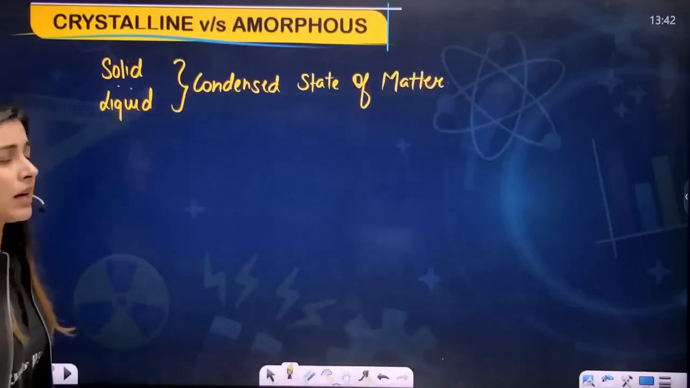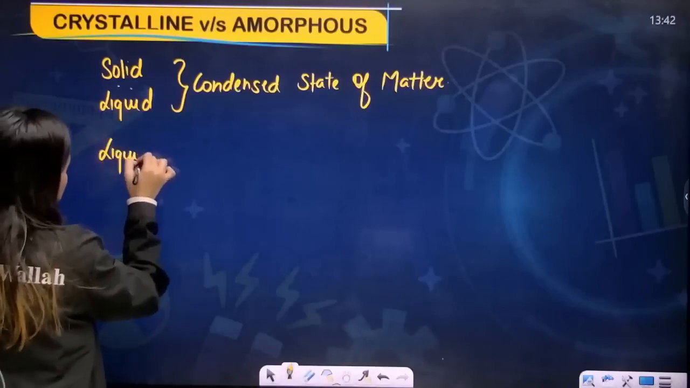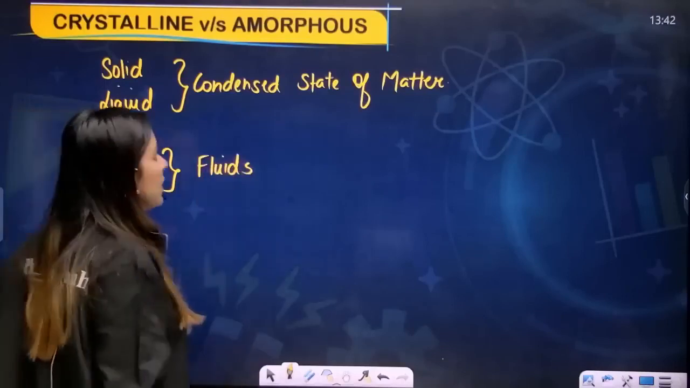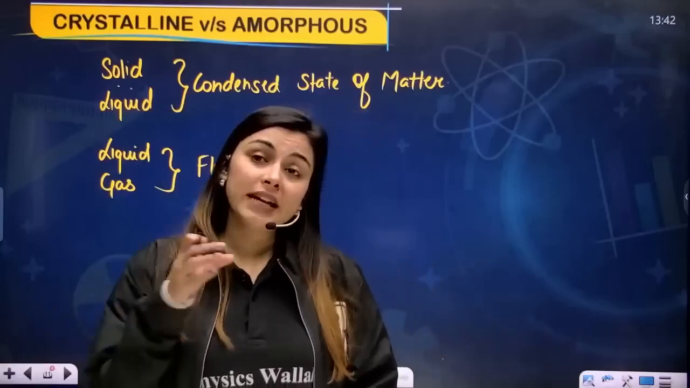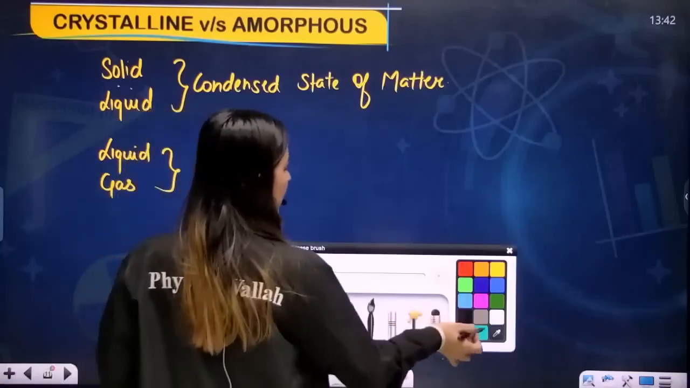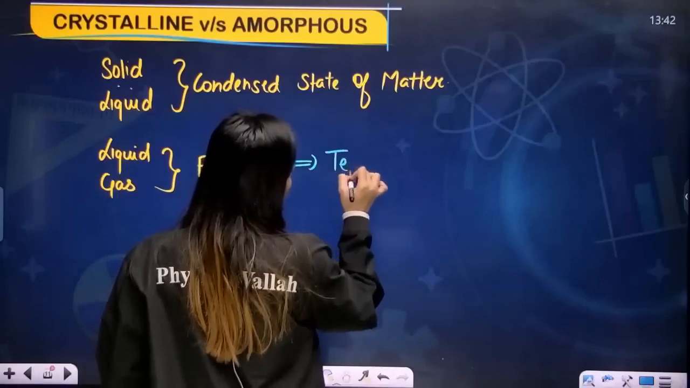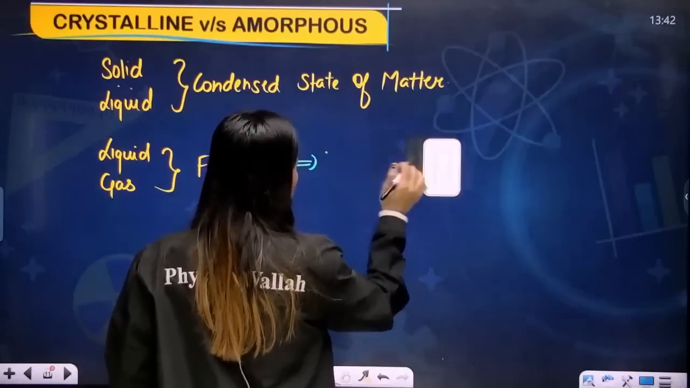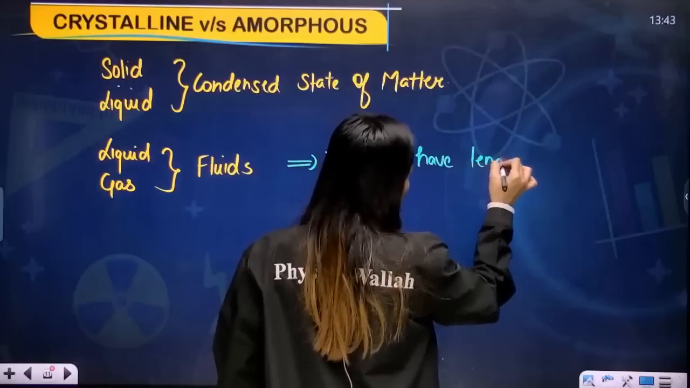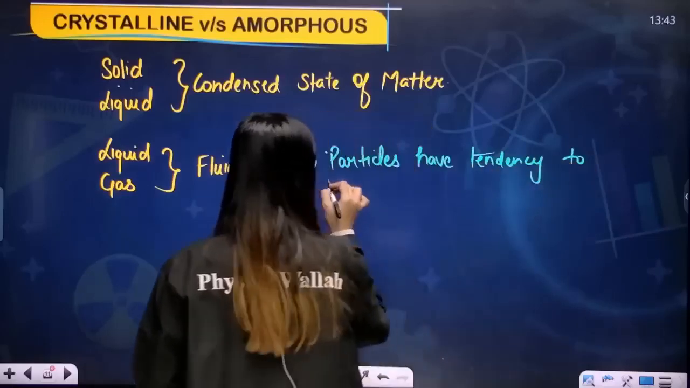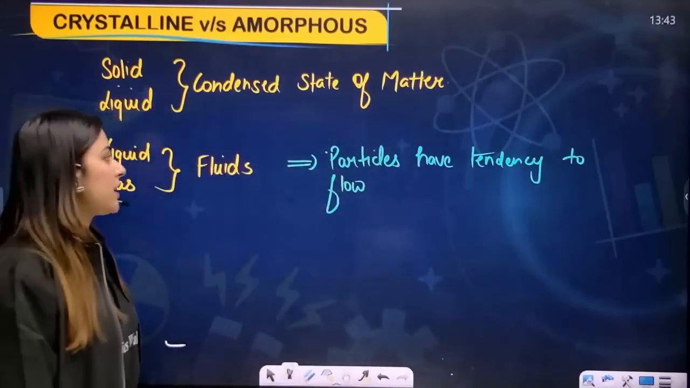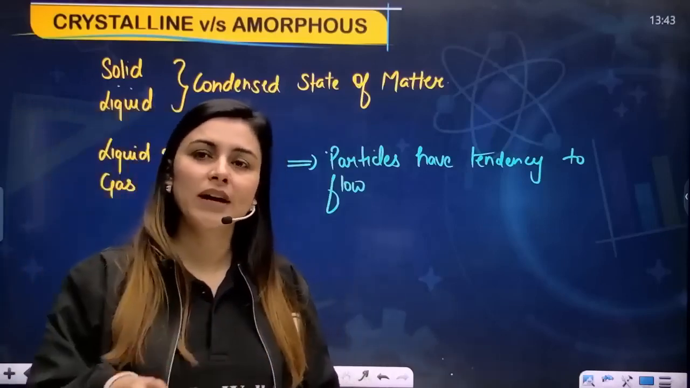Next, if we talk about the liquid and gaseous states, these are known as fluids. Why are liquid and gas called fluids and not solid? Because liquid and gas are the two states of matter whose particles have the tendency to flow. That is the reason these two together are known as fluids. I hope you've studied in your physics also, you call liquid and gas both fluids.